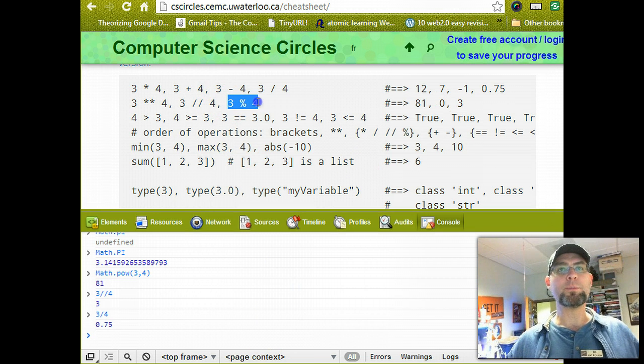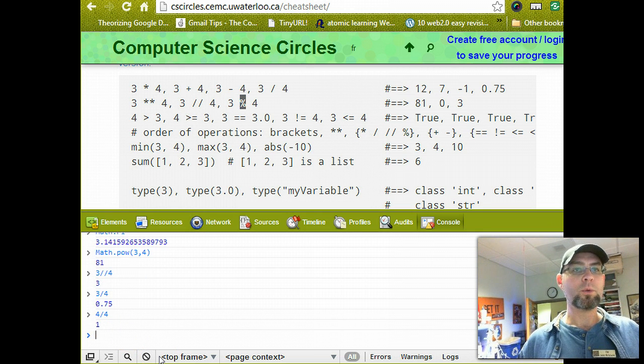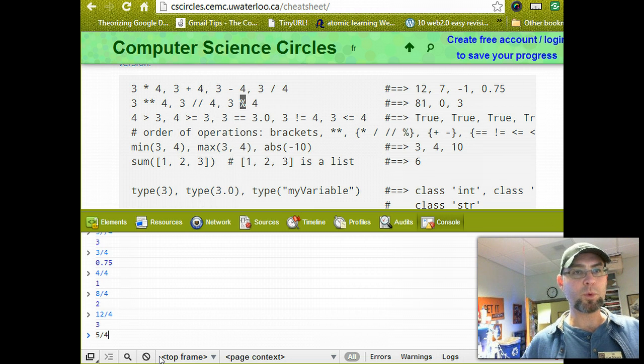What about this one? 3 percentage 4. Well, it gives 3. Well, what is this percentage? We all know what a percent is in math, but actually this has a special meaning in programming, and it's called modulus. Well, how does modulus work? It's basically you take a number like, let's say we do 4 divided by 4. Well, that's 1. If we do 8 divided by 4, that's going to be 2. We do 12 divided by 4, that's going to be 3. Now let's take a slightly different example. 5 divided by 4. 4 goes into 5 one time, but there's 1 left over, right? So we get an odd number.